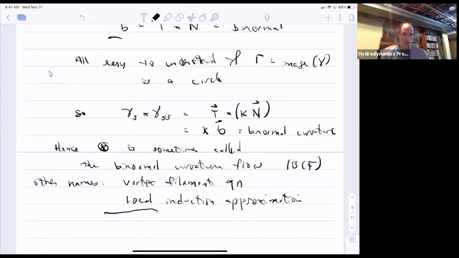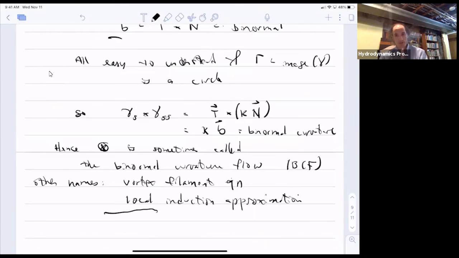Nonetheless, you can put it in a computer. If you have code for simulating the equation, you can put this data in, and it'll work fine. It'll produce reasonable looking pictures. The basic solution is a circle translating with constant velocity. For a circle, this binormal curvature vector has constant magnitude, and it's pointing in the same direction everywhere on the circle.